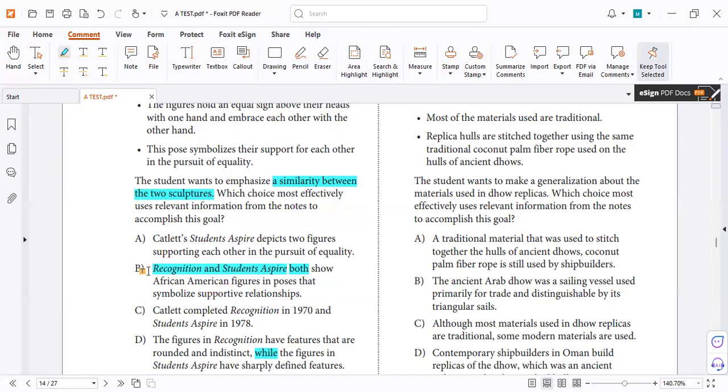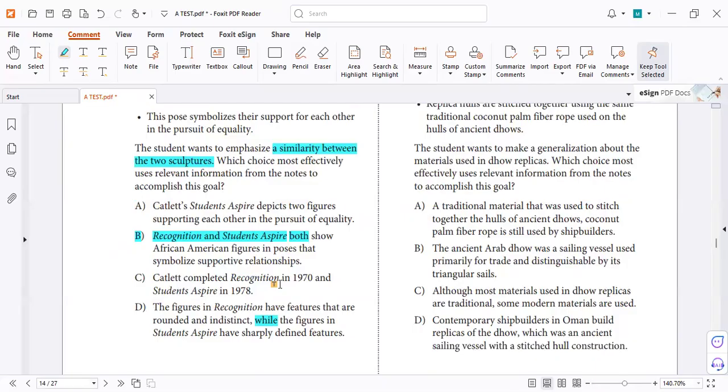African American figures. And letter A, he talks about only one. We need both. Here, only one. Here we have both, but what is the similarity? There is no similarity between them. He said that's class completed. Do you feel it? So no similarity. In letter D, we have both, but it's contrast. He said why? So it's different. So letter B, both, is correct.